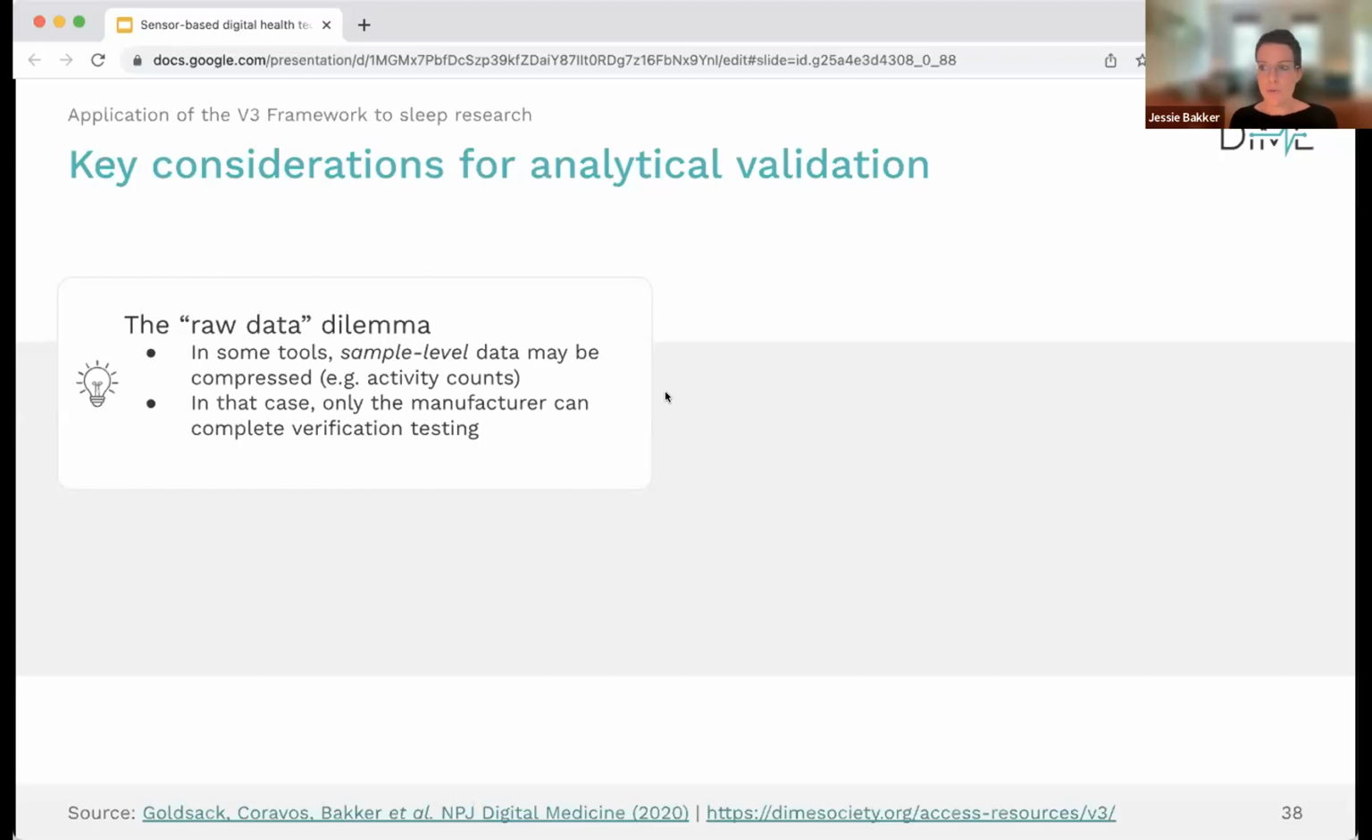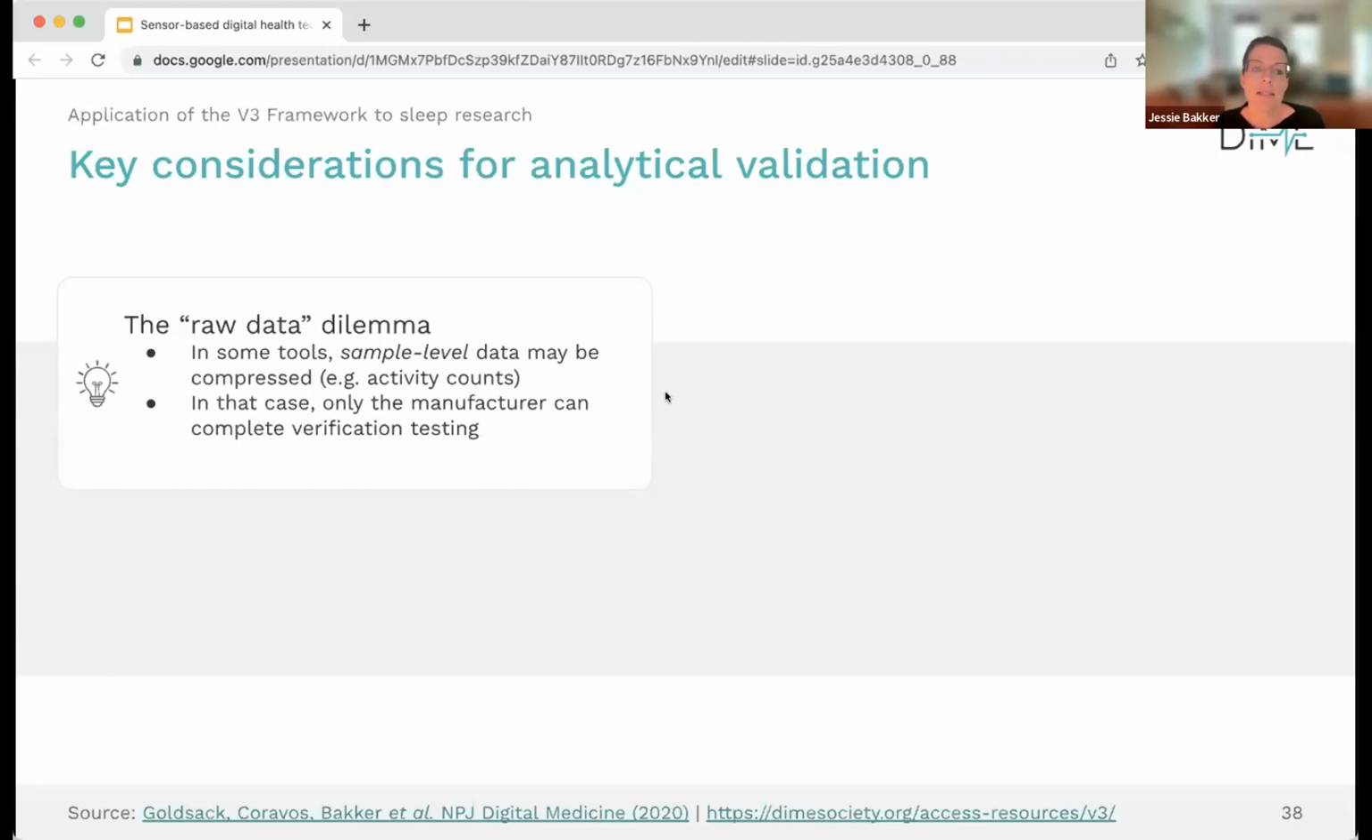There is no ground truth for an activity count, and an activity count will differ across different manufacturers. There are different definitions. In that scenario, only the manufacturer can complete verification testing. There is no mechanism for someone other than the manufacturer to be able to take that tool and complete verification testing of the accelerometer against, for example, a shake table.